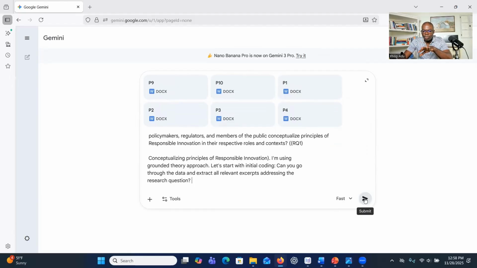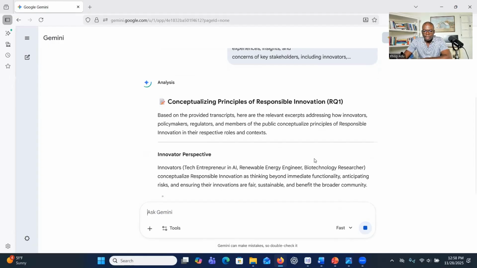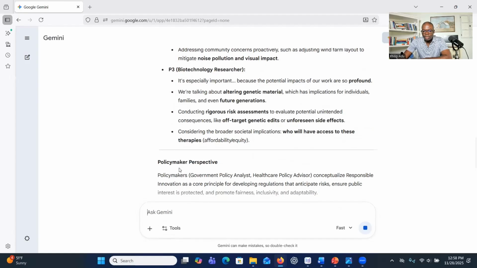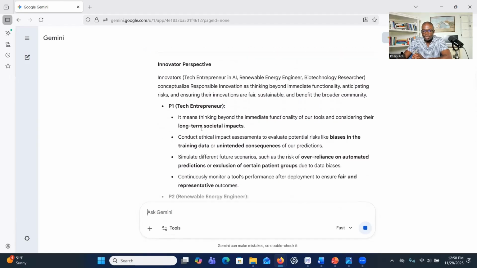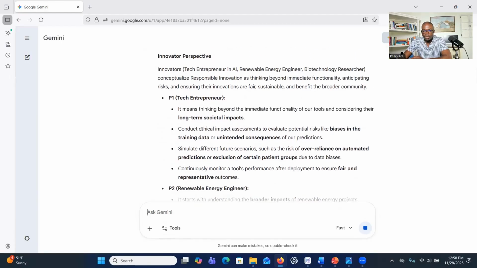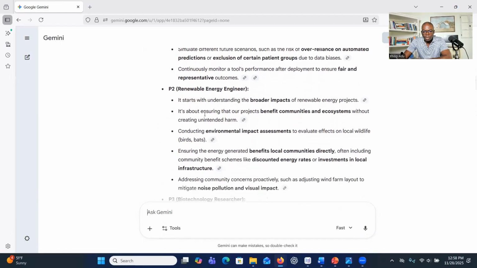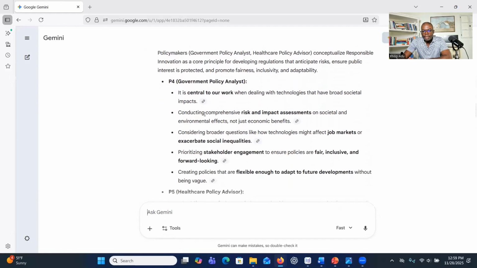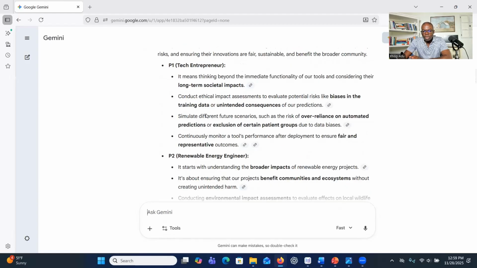When you are done providing information, you click on submit and the system will go through and give you that information. Sometimes it will ask, do you want deep research? And then you have to indicate no. You just want the system to go through your data and extract all the significant information. You can see that the system has gone through the data and extracted all the quotations, right, addressing the research question. Sometimes it can give you wrong information. It can make mistakes. So you always have to check.